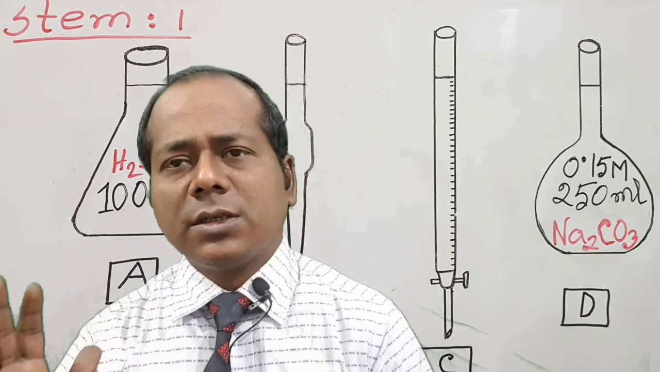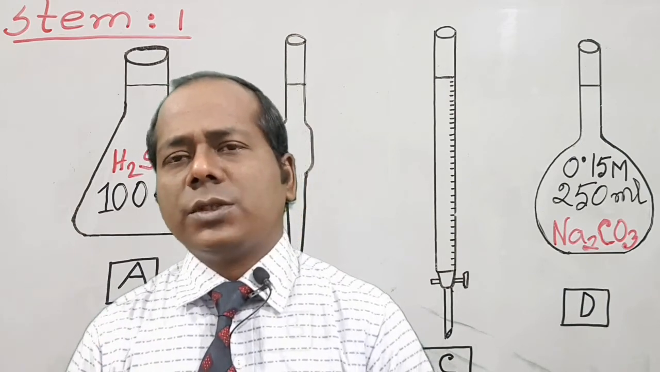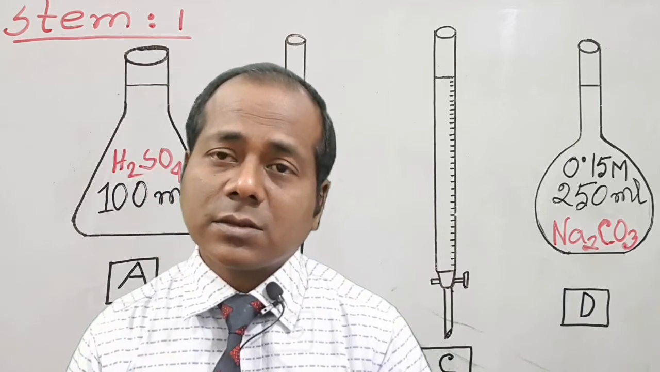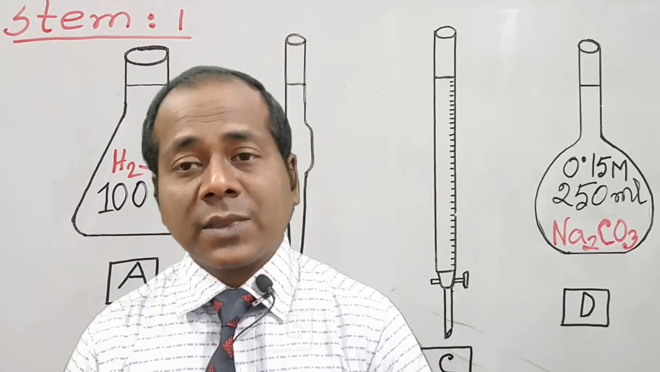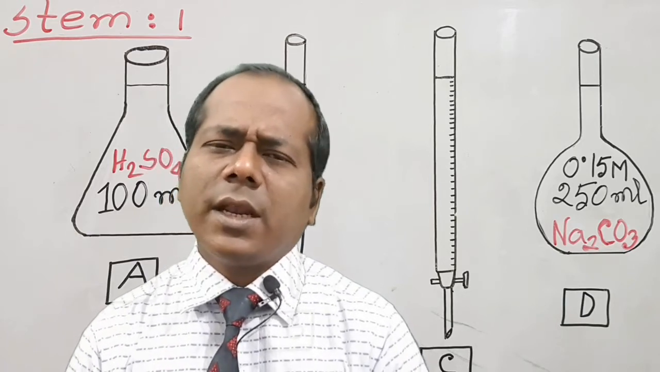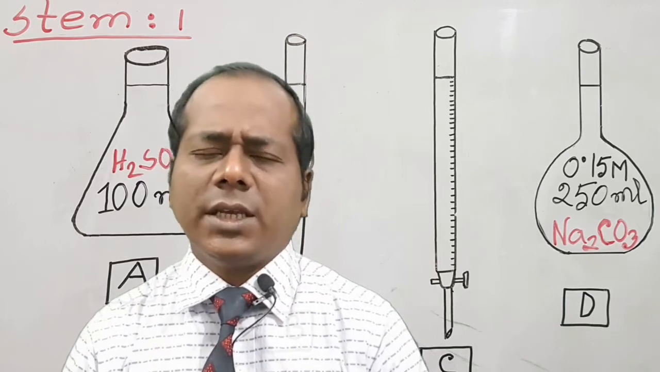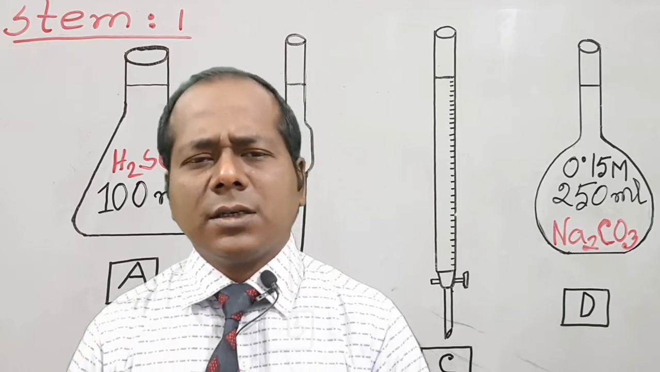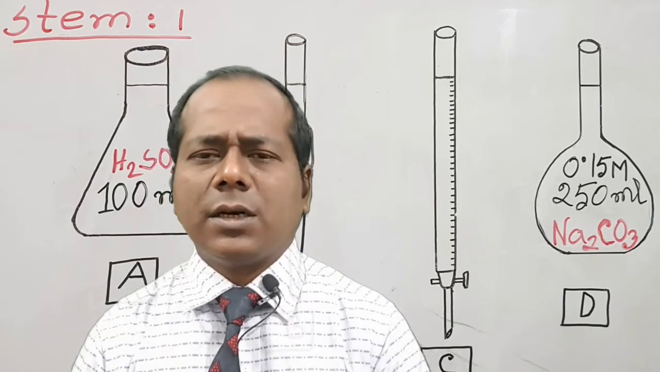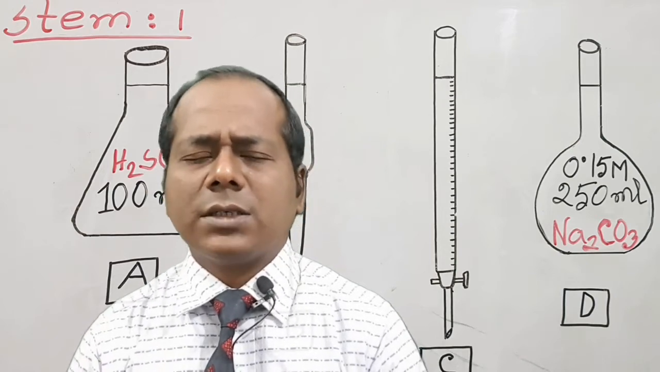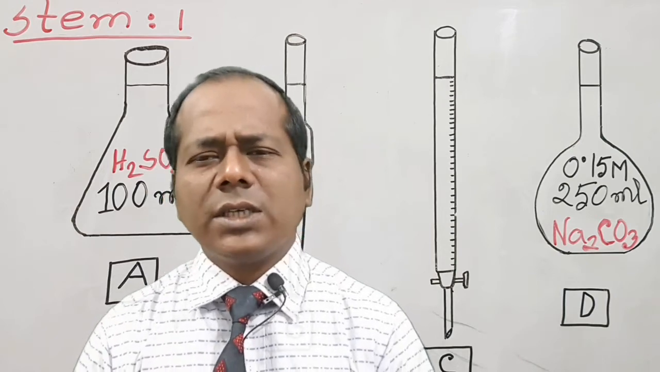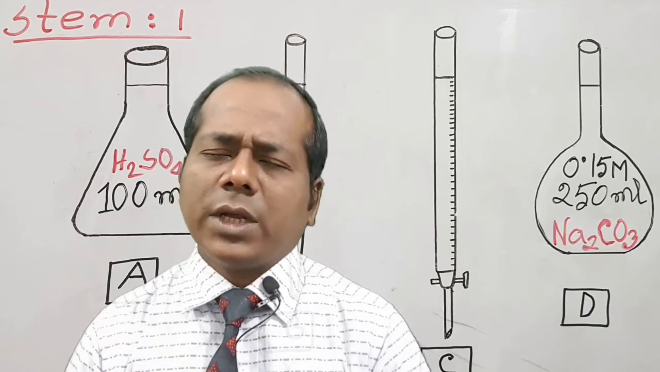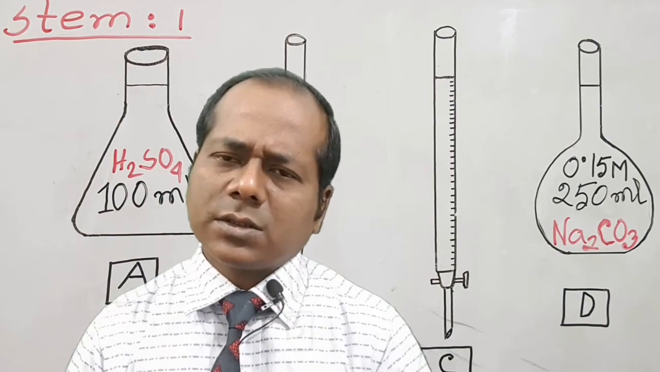And in container A we use sulfuric acid. Sulfuric acid is a secondary standard substance. What is a secondary standard substance? The substance which exists in nature in an impure state and which is attacked by components of air such as carbon dioxide, oxygen, water, and whose concentration changes with time is known as a secondary standard substance.